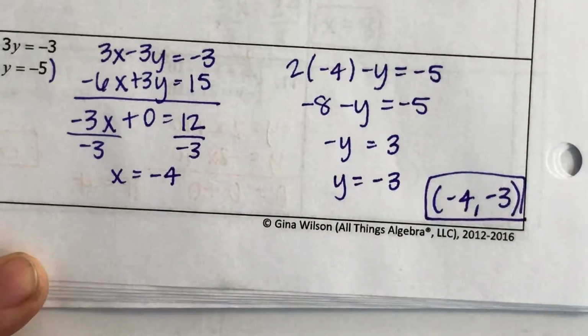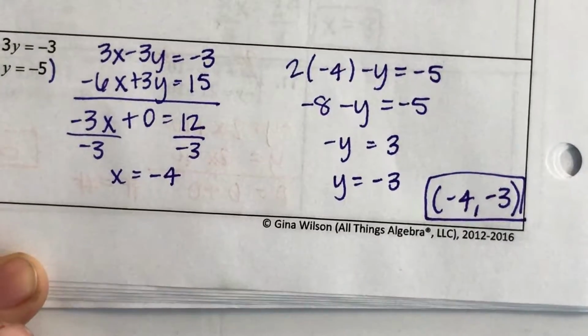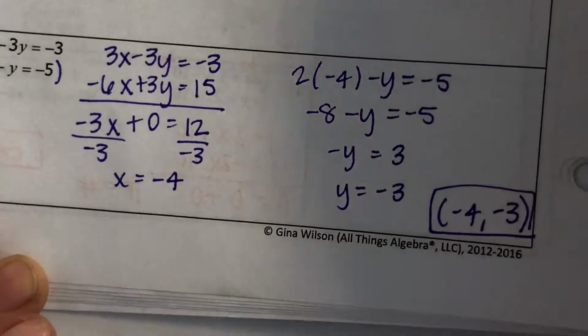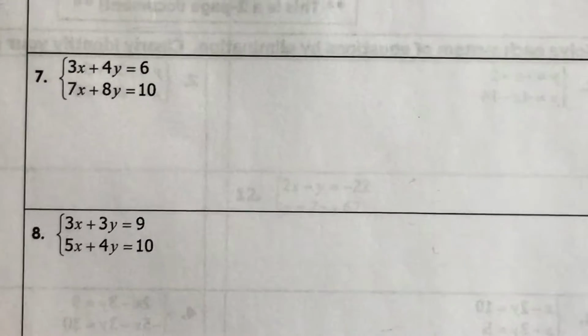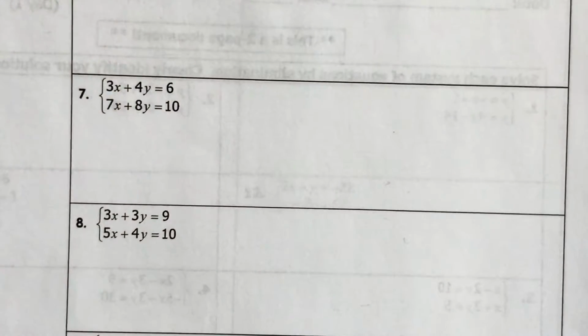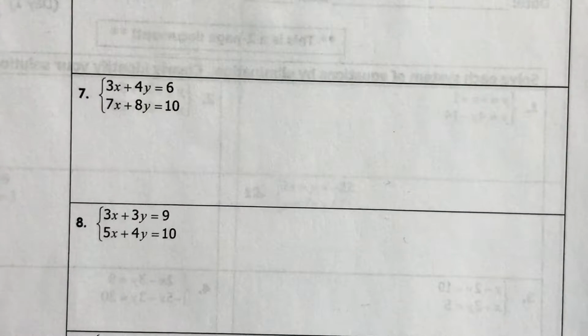Okay. And so that's it for 1, 3, and 5. So now we're going to turn the page and do the other 3 examples on that side. Starting with number 7. All right. Number 7. What color do I want to do that one? I'll do it in this color.